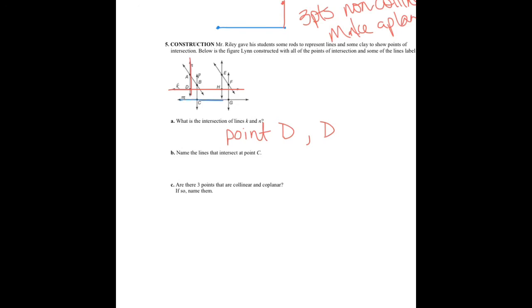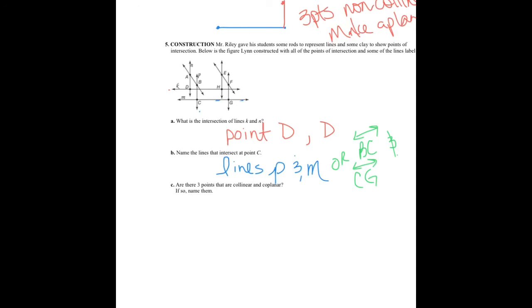Name the lines that intersect at point C. Well, here is point C. So the two lines that intersect at point C are lines P and M. You could have also, I need to erase that so I can see all the letters on there. You could have also called those lines, line BC and CG, okay?